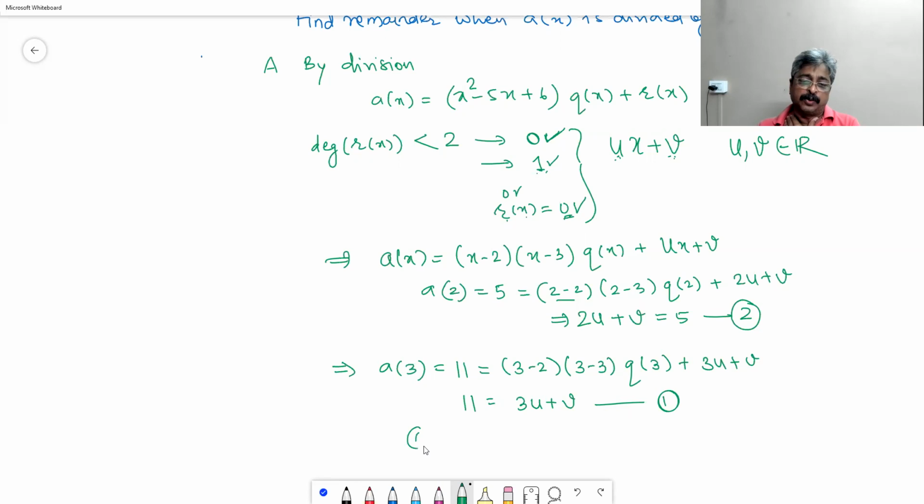Therefore, subtracting the first from the second, u is equal to 6. And if you put u is equal to 6 in one of the two equations, v is equal to -7. Therefore, the remainder polynomial r of x.